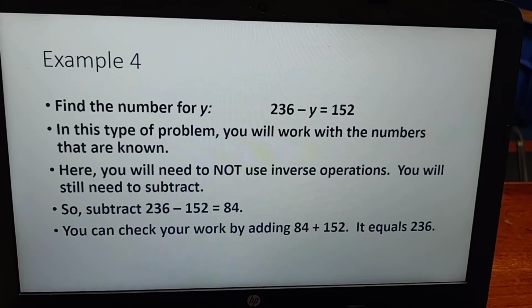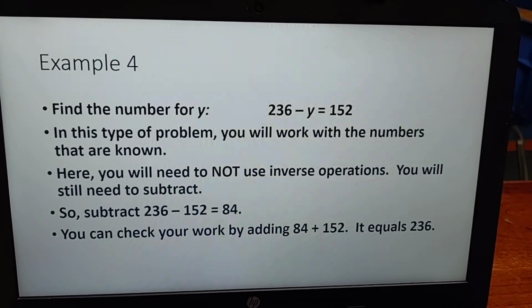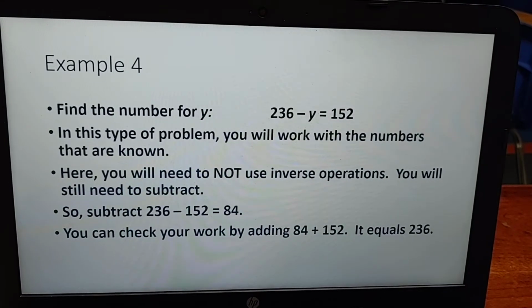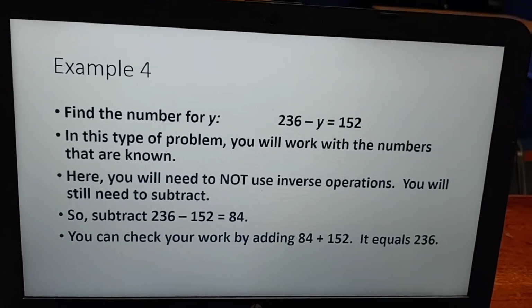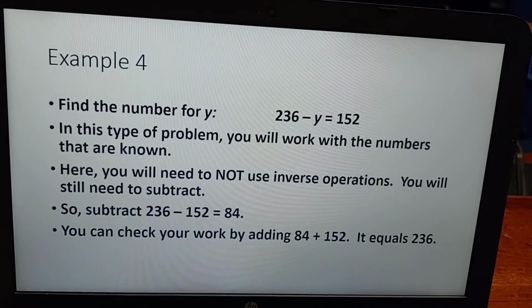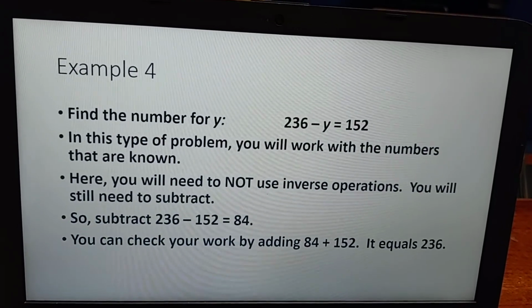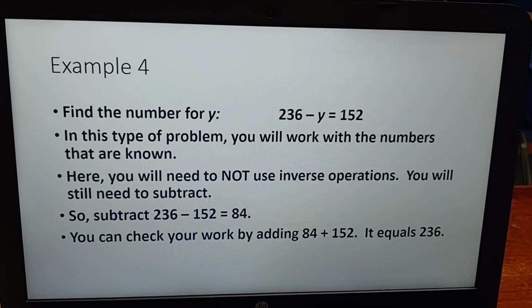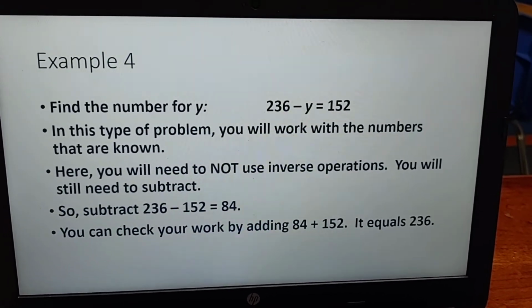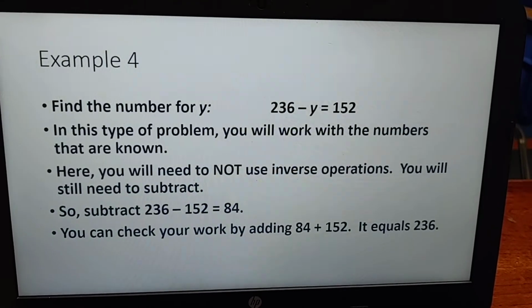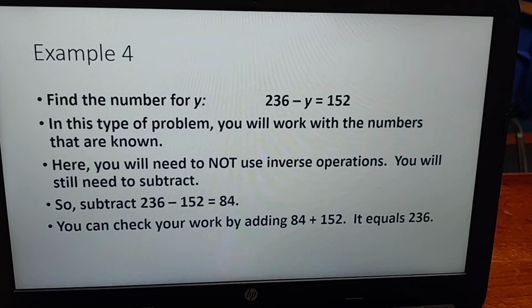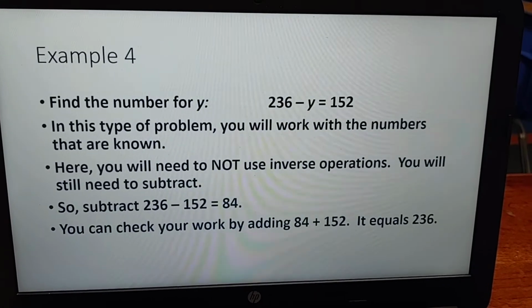Example 4, we need to find the number for y. We have a problem, 236 minus y equals 152. In this type of problem, you will work with the numbers that are known. Here, you will need to not use inverse operations. This is one of those rare moments when you're not going to do the opposite, because it just doesn't make sense to do that. If we added 236 and 152, we'd get a number greater than 236.